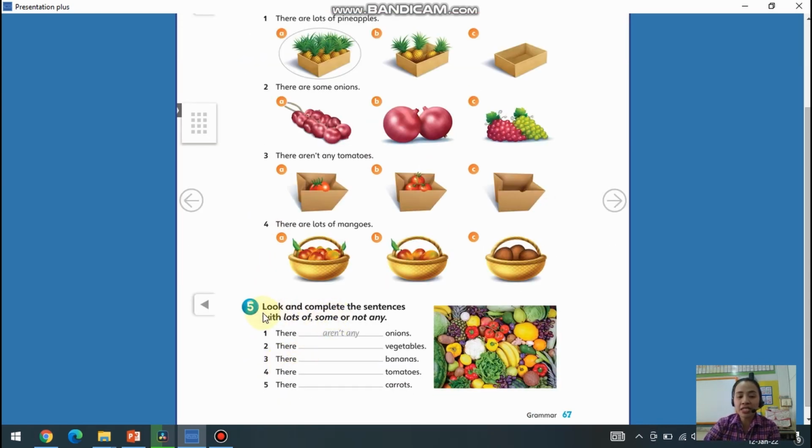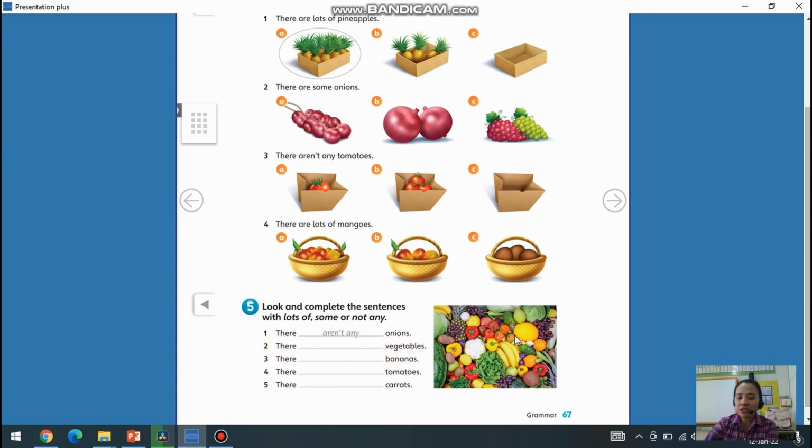Okay? So next, number 5, look and complete the sentences with lots of, some, or not any. So you're going to write lots of, some, or not any. For example, number 1, there aren't any onions because you cannot see onion. There is no onion here. So there aren't any onions. Okay?